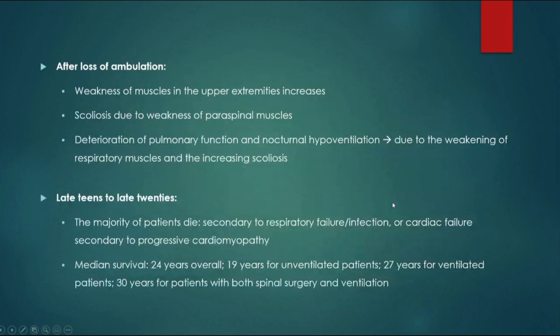Once the ambulation is lost, they develop weakness of the upper extremities, they develop scoliosis and deterioration of pulmonary function. The deterioration in pulmonary function happens partly because of the weakness of respiratory muscles, but also because of increasing scoliosis that develops, leading to restrictive pulmonary disease. And between late teens and late 20s, the majority of patients die secondary to respiratory failure or infection, and cardiac failure secondary to progressive cardiomyopathy.